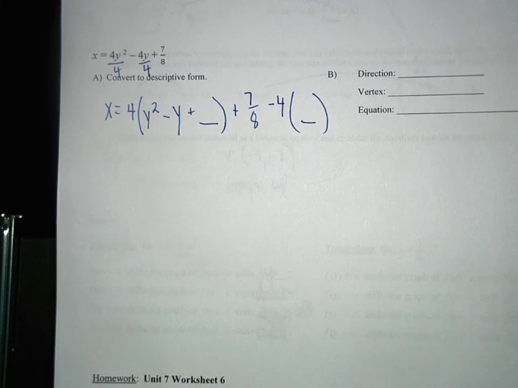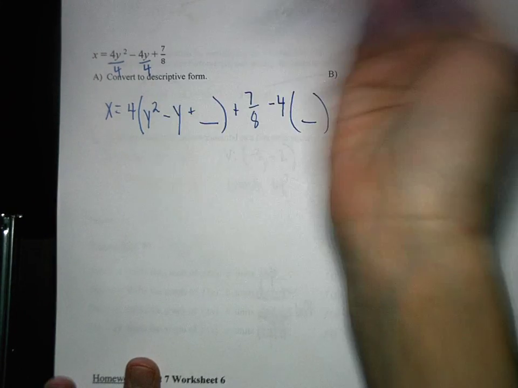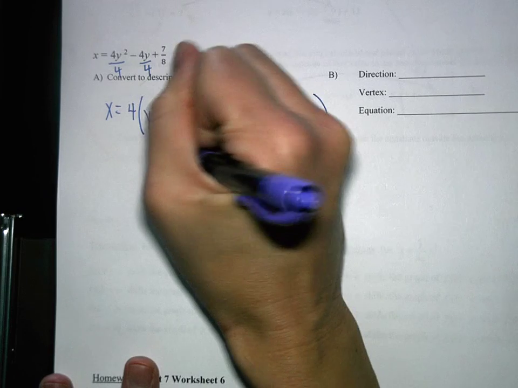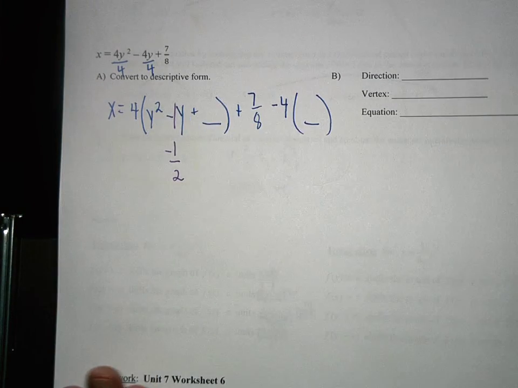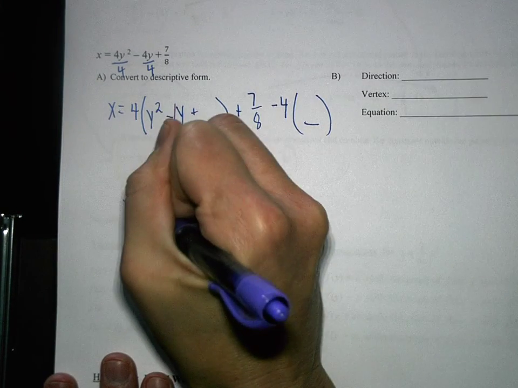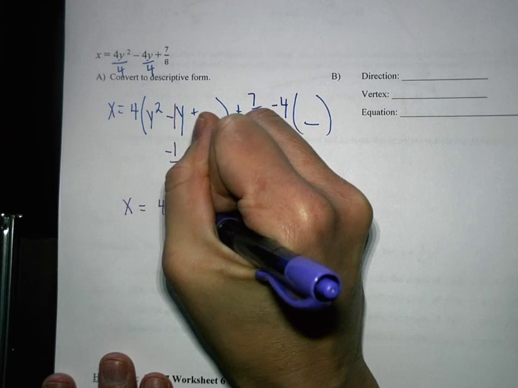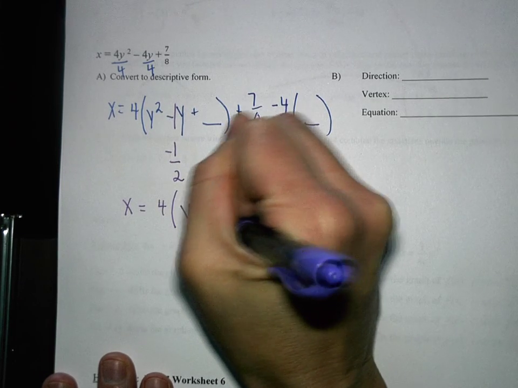Next, in order to complete the square, this value was negative 1. We've talked about that. We take negative 1 and we divide it by 2. That is now in reduced form. So I write my equation. I get x equals 4 parenthesis, and that will be y minus a half squared.